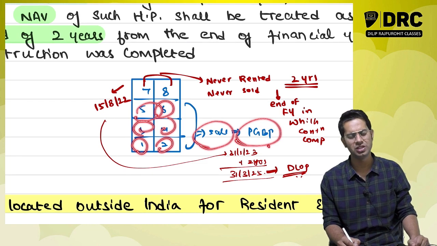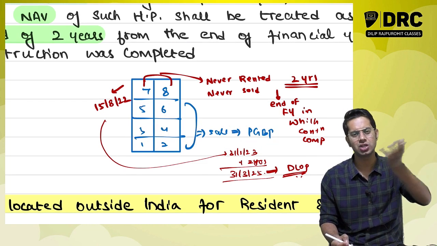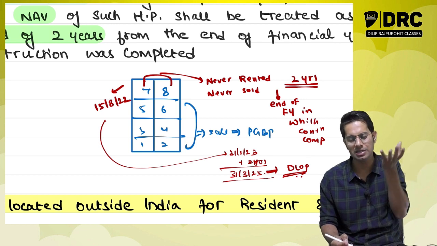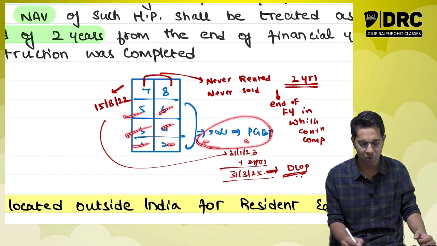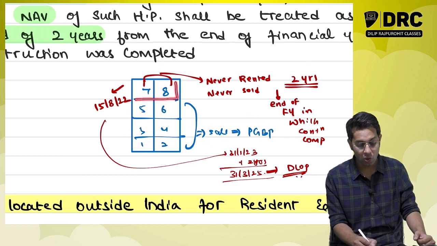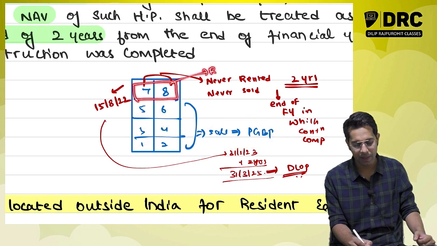Why, sir, will it go to PGBP? Because my business is construction and selling. These are stock in trade for me. So the sale of this property will go to PGBP. The unsold flats are rented by me. I have let out this unsold flat.